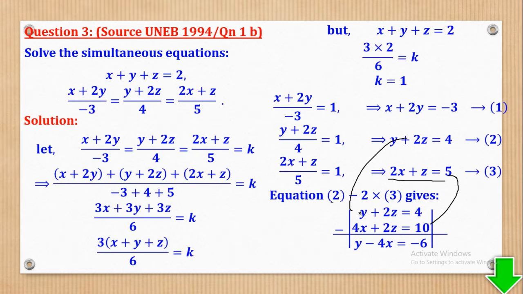Now when I subtract the 2, this one cancels. Now y minus 0 is y. Here there is no x, so it means that 0 minus 4 gives you negative 4. So that is why you see here a negative there. Then 4 minus 10 is negative 6. So when I make y the subject, y will be equal to 4x minus 6.